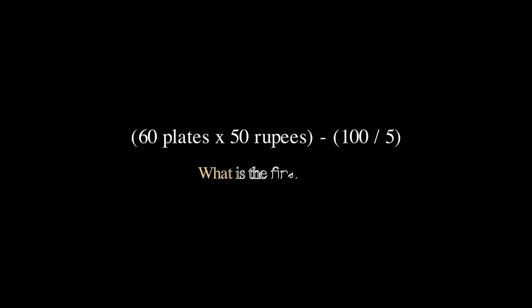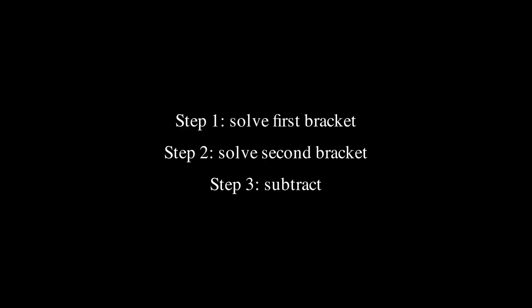Here is the problem. A caterer prepares food for a wedding, and the cost is written as (60 plates at 50 rupees each) minus (100 divided by 5). What is the final cost according to this expression? Each bracket must be completely worked out on its own first, one giving a multiplication result and the other a division result, and only then do we subtract one from the other.